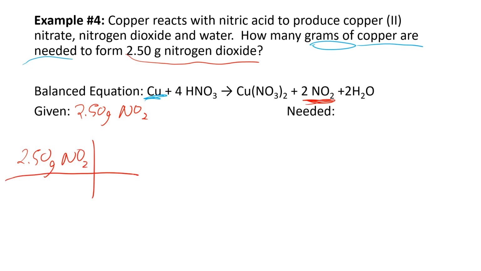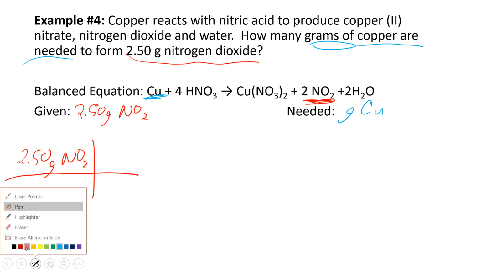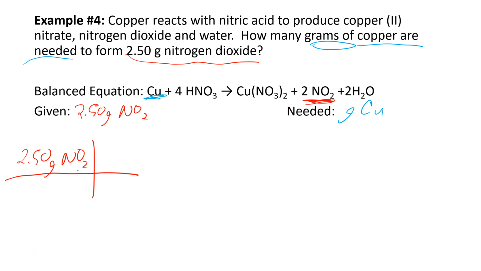And we need to get all the way to grams of copper so we can figure out how many grams of copper to start with. So our first stop, since we're at grams, is to use the periodic table. And we got nitrogen as a 14 and oxygen as a 16, and there's two of them. So when you add all that up together, that's 32 plus 14, and you get 46 grams. That's 46 grams of NO2 for every 1 mole of NO2.